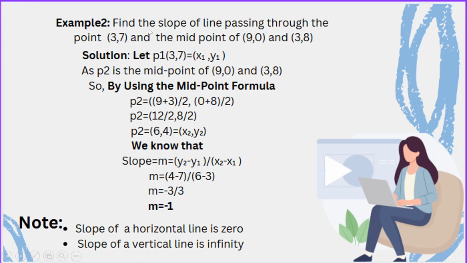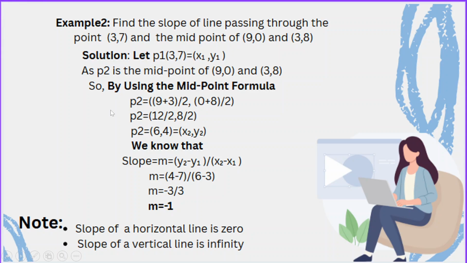In this case we are asked to find the slope of the line which is passing through this point and the midpoint of these two points. We are given the point P1 and we are told that point P2 is the midpoint of these 2 points. So point P1 is (3, 7) and its coordinates are x1, y1. Point P2 is the midpoint of (9, 0) and (3, 9).